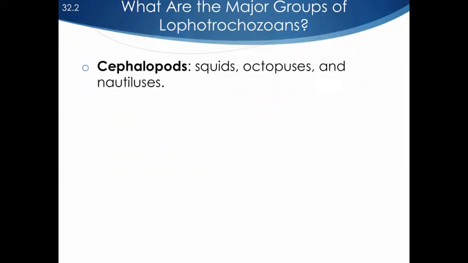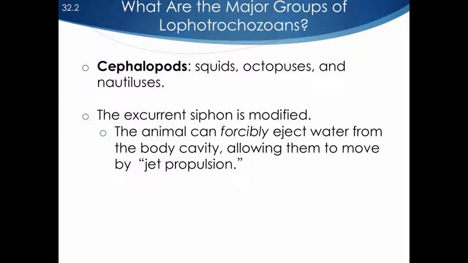Now we're going to go into cephalopods, so octopus. Those include squids, octopuses, and nautiluses. So they also have an excurrent siphon, but it's modified. And the animal can forcibly eject water from the body cavity, which allows them to move by jet propulsion. So it's kind of like the nitrous at the back of a car. It's what lets them shoot forward. That's what gives them that bobbing motion where they go forward and then relax and then go forward.